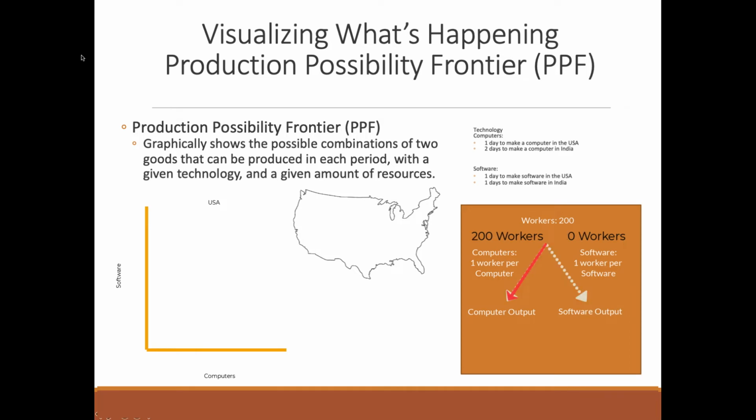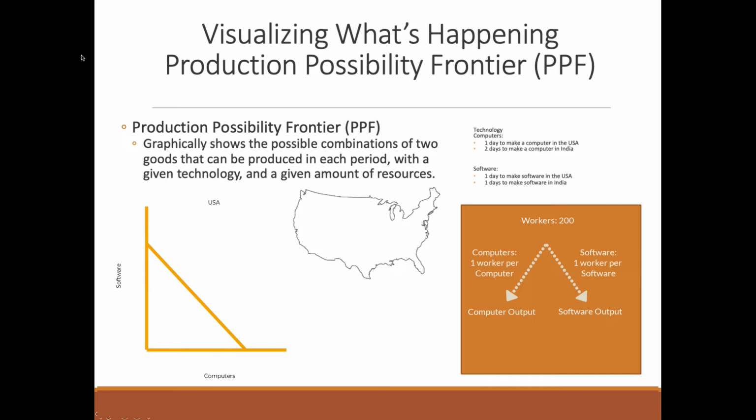Alternatively, I could switch and say, nope, I don't want software. I want all computers. So I send all 200 people to the computer assembly line, and I could end up with 200 computers and no software. Alternatively, we could have our ex-ante condition and say, I want to send 100 of you to make software and 100 of you to make computers, and I'd end up with 100 of each. If I draw a line between these three, it will define what I can make and what I can't.